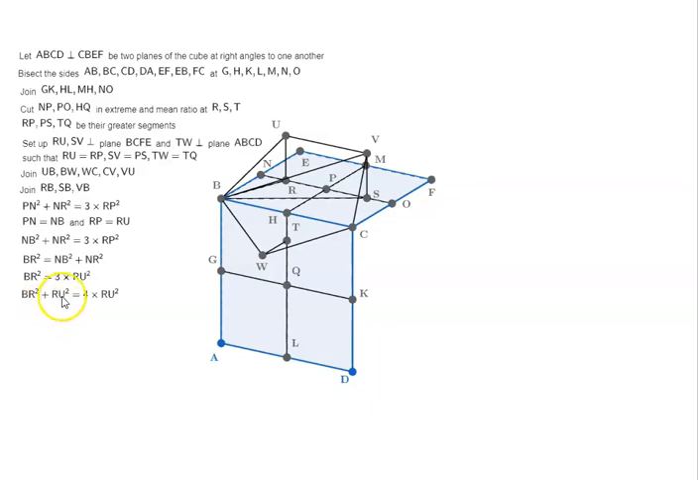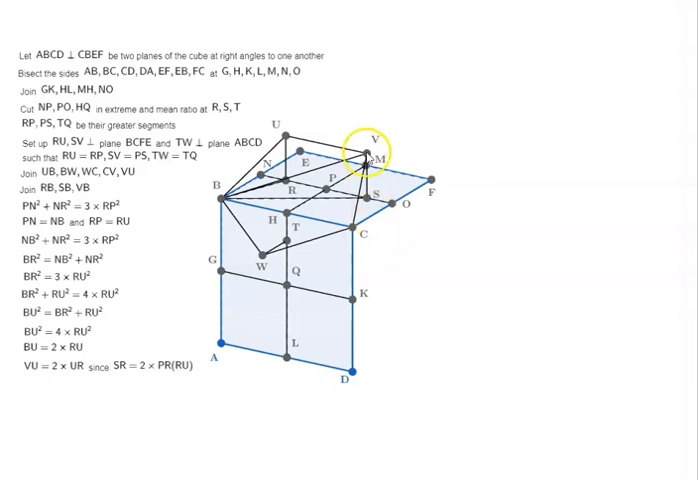Now let's add RU square to both the sides. So here we have BR square plus RU square is equal to 4 times RU square. But BR square plus RU square is equal to BU square since BRU is a right angle triangle. So BU square is equal to 4 times RU square. If we take the square root, we get BU is equal to 2 times RU.